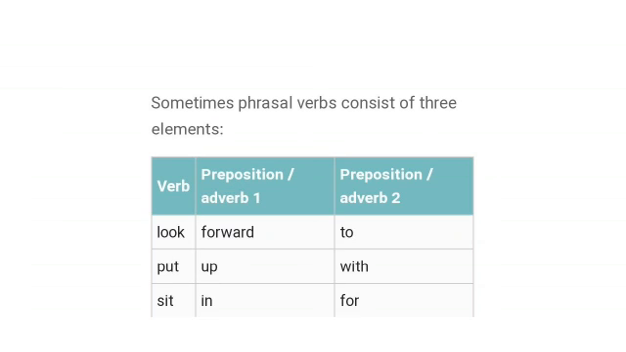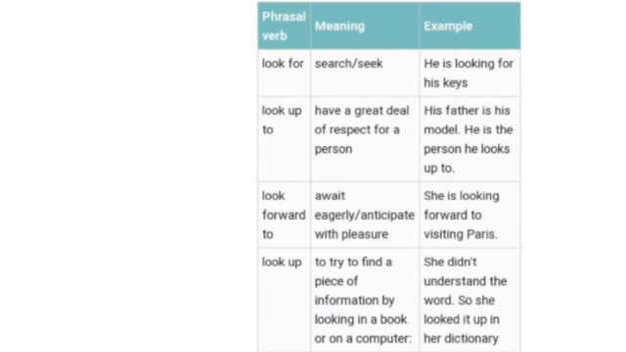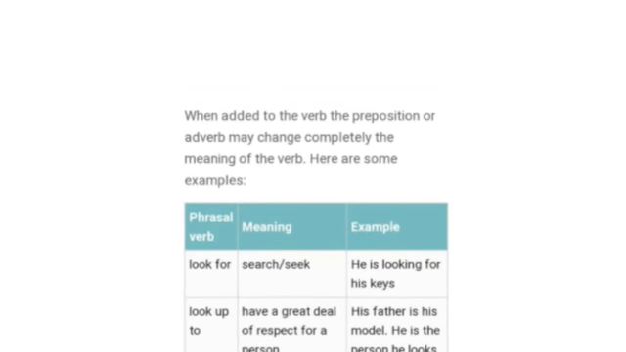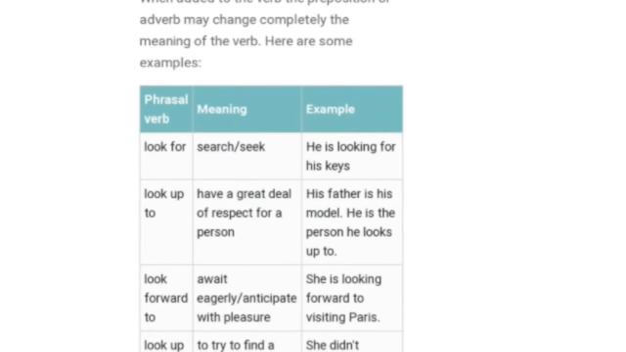But some phrasal verbs consist of three elements: a verb, a preposition or adverb, and another preposition or adverb. Look forward to, put up with, sit in for. These are combined with three elements. When added to the verb, the preposition or adverb may completely change the meaning of the verb. Here are some examples. At the end, you are given an example of how it works: the phrasal verb, its meaning and its example, and we need the same for our examination purposes.